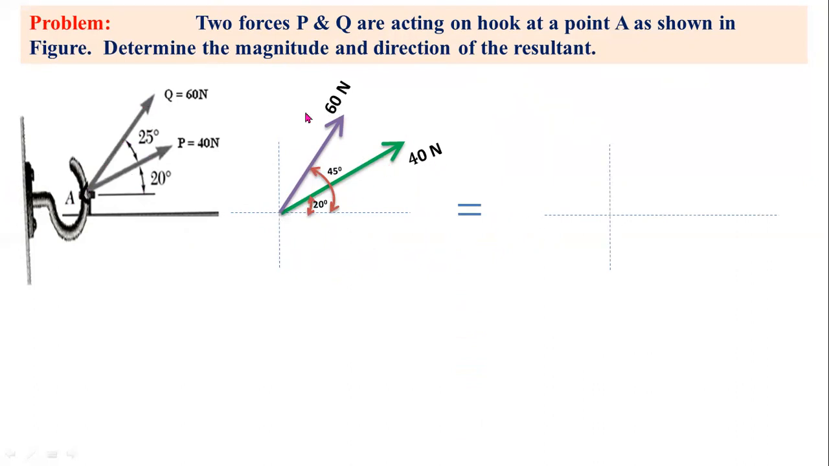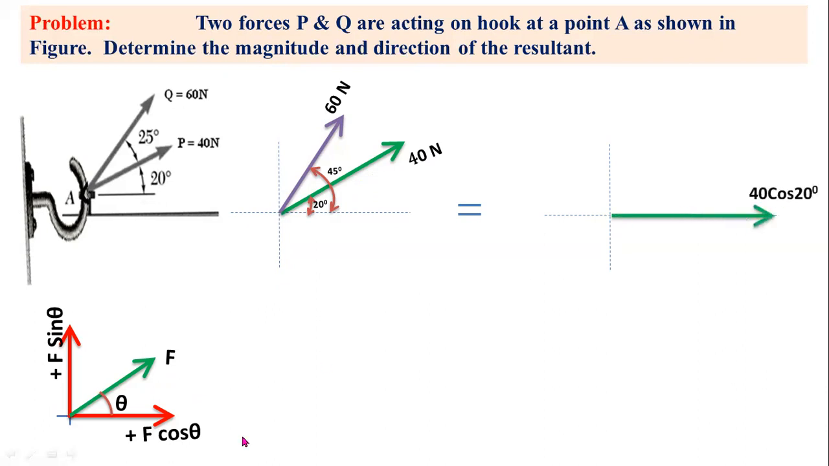Here you can observe these two forces are lying in the first quadrant. So I am considering the first quadrant diagram. Already I explained this previously. Here this is the given force. It makes an angle theta with respect to the x-axis. This is the x component, this is the y component. The x component is F cos theta, the y component is F sin theta. In a similar way you have to consider this 40 newton force into x and y components.